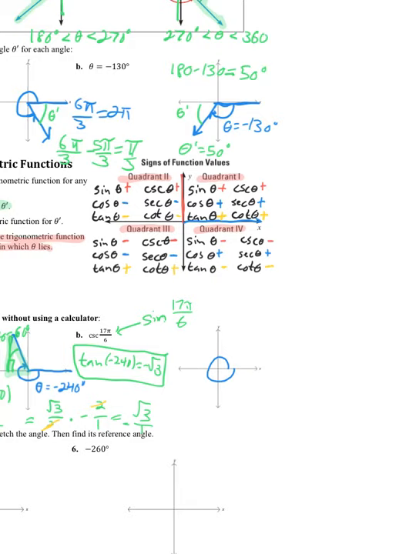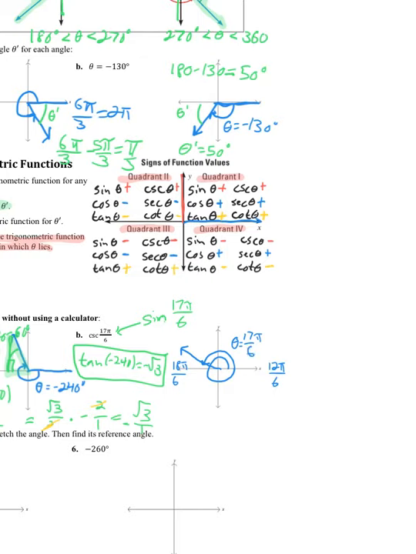Okay, this is kind of a weird one because I know 12 pi over 6 is the same as 2 pi. 18 pi over 6 is the same as 3 pi. So we're not quite going to get to 18 pi over 6. We're going to end up over here somewhere. That's going to be our 17 pi over 6.